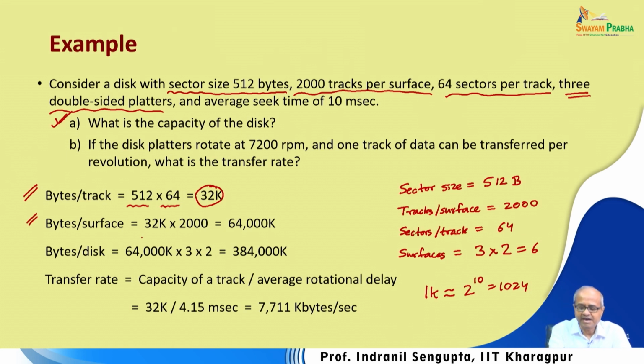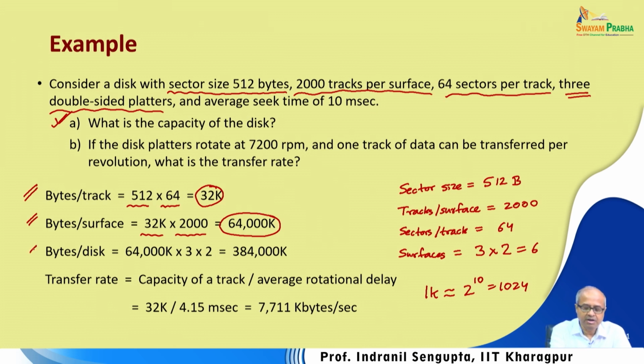In each track you have 32 kilobytes of data. As is mentioned, there are 2000 tracks. So, if you multiply, it comes to 64,000 kilobytes, that is the total capacity of a surface. Okay.